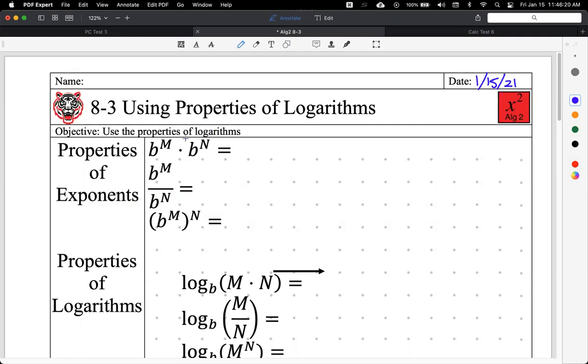So, properties of exponents. This is the review part, and then I'm going to use this review to tell you about why logarithm properties work.